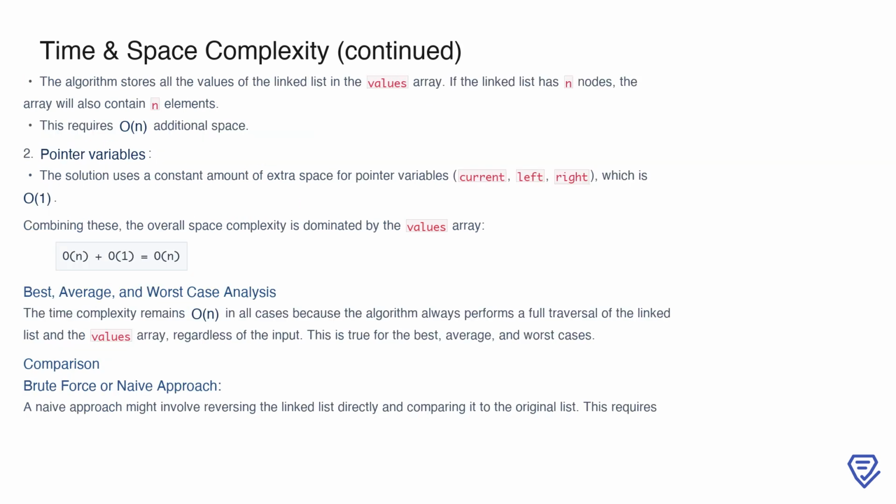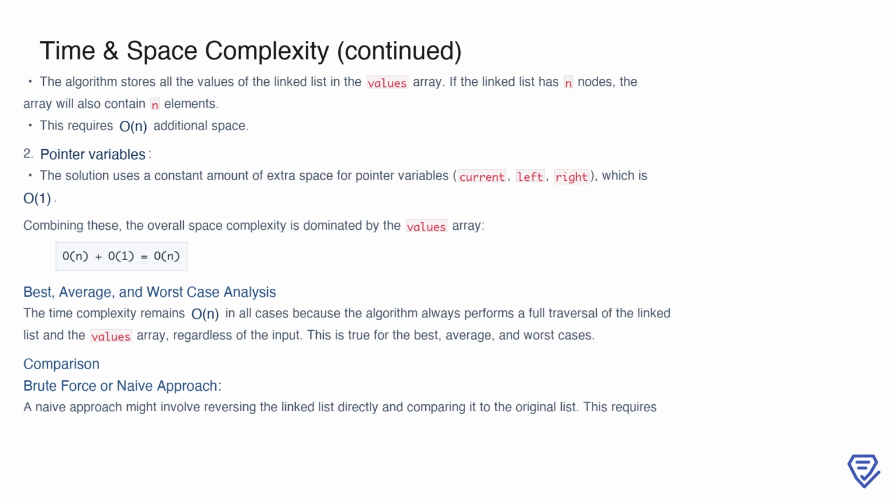Now, considering space complexity, the primary contributor here is the values array where we store all the elements of the linked list. If the linked list has n nodes, the array will also have n elements, requiring O(n) additional space. Beyond this, the algorithm uses a constant amount of extra space for pointer variables such as current, left, and right. These require O(1) space. When we combine these factors, the overall space complexity is dominated by the values array, resulting in n plus 1, which simplifies to O(n).